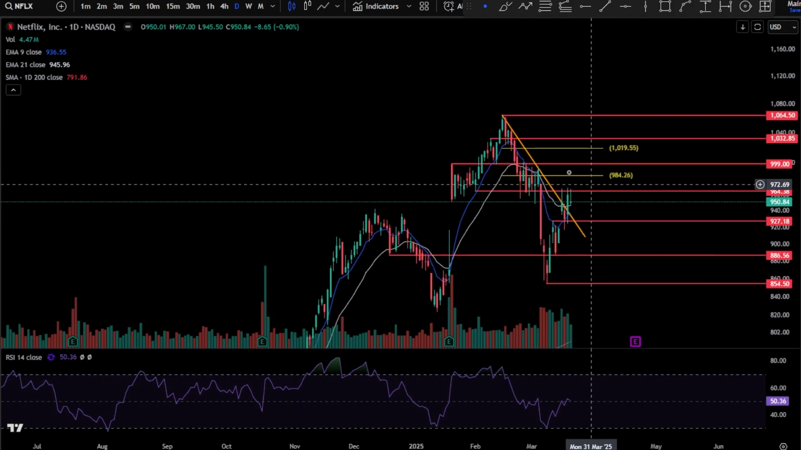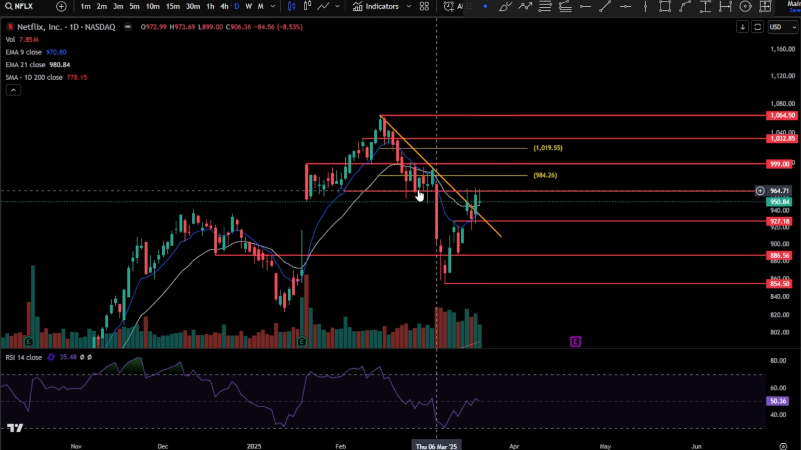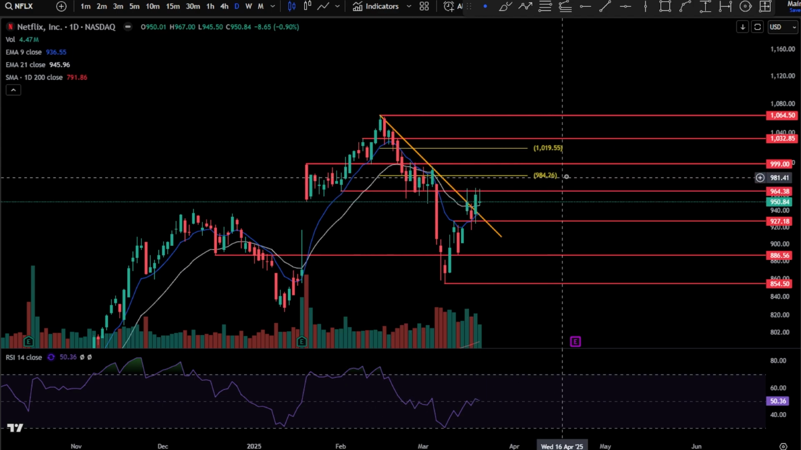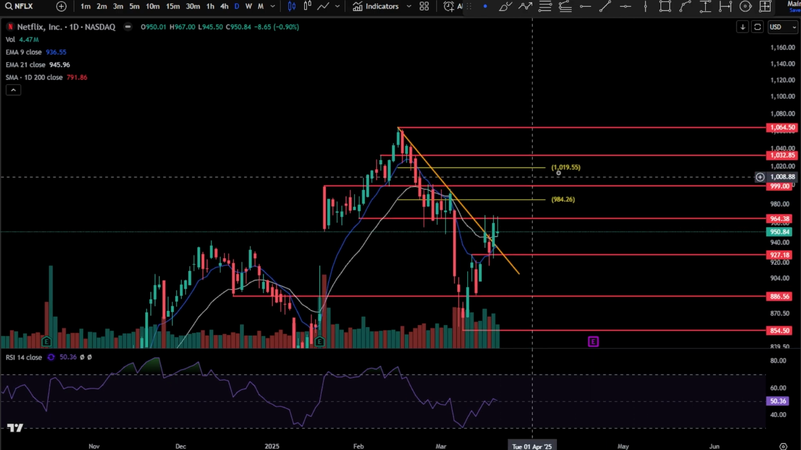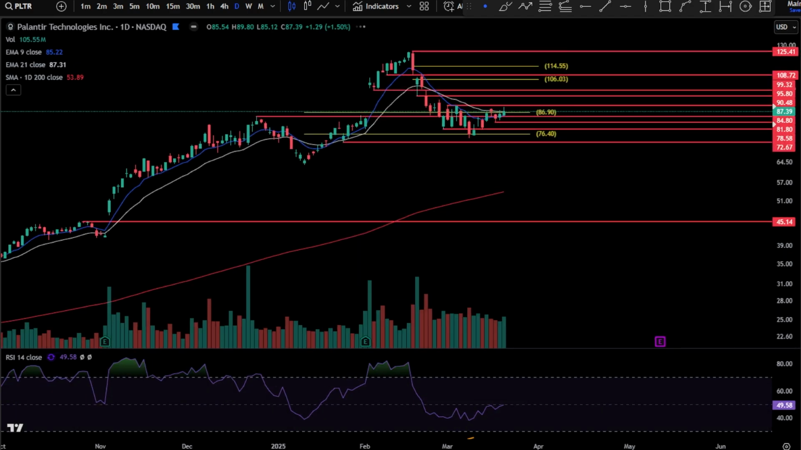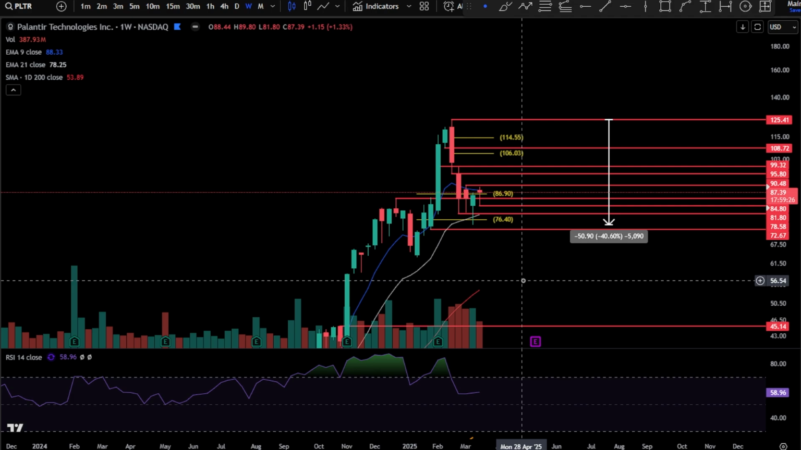Netflix got the downtrend break. You're consolidating three candles over here of rejection, right underneath previous support flipped into resistance, 964.38. Get the daily close above, good things can happen, up to 999, 1,000.